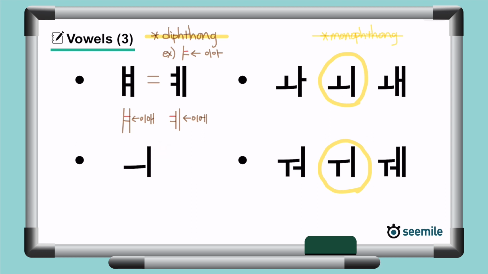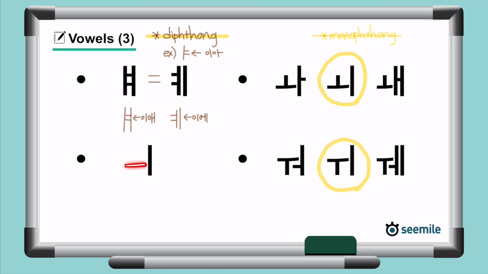And then, 의. As you might have guessed, this vowel is made by combining 으 and 이. So the sound is pronounced by starting with the sound for 으, and then very quickly and immediately pronouncing 이. So, 의, 의.